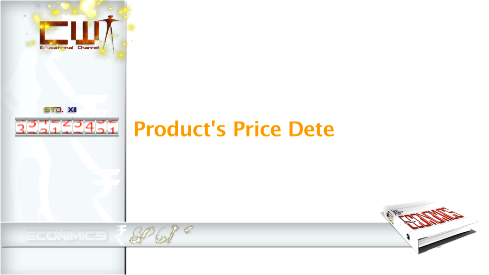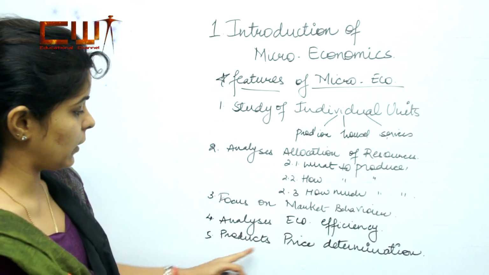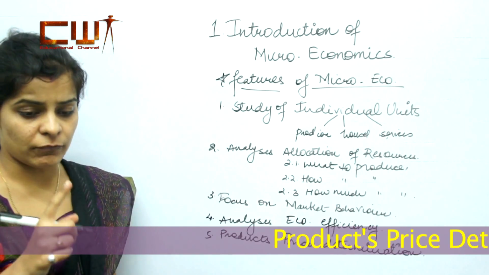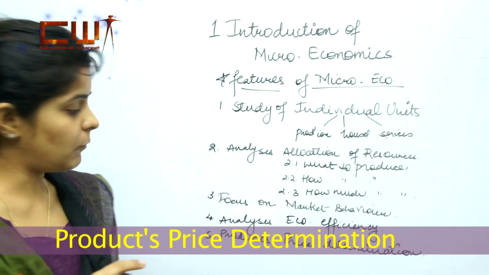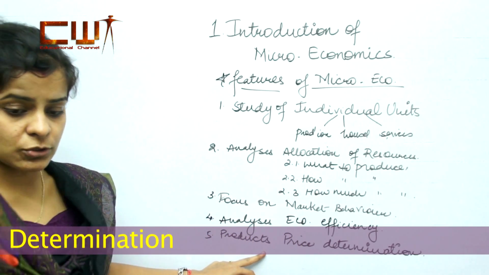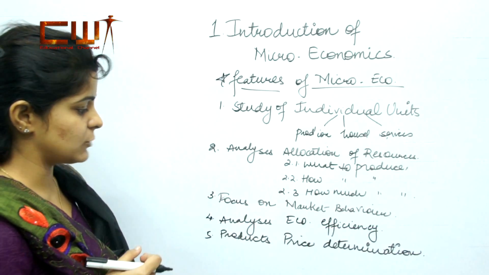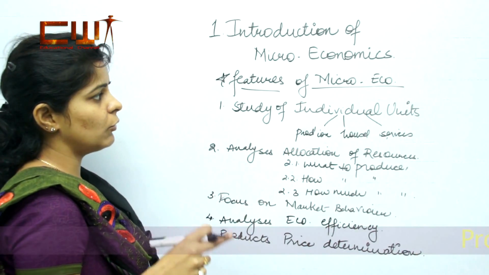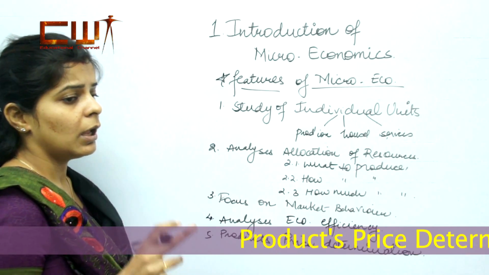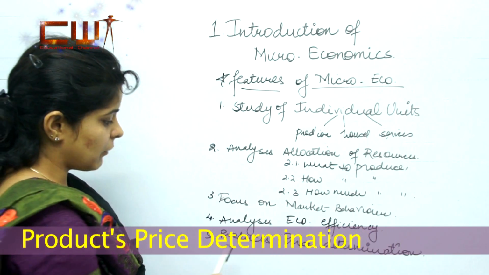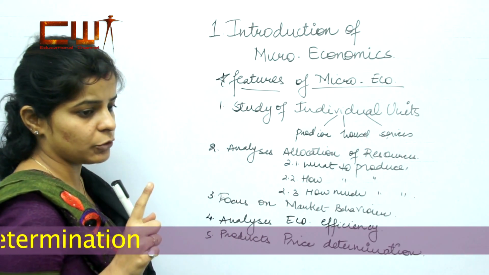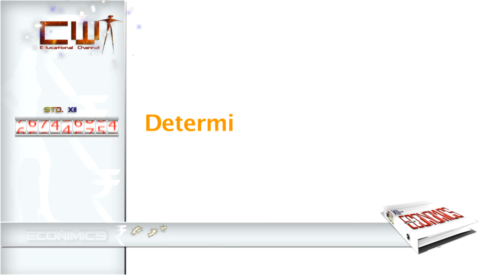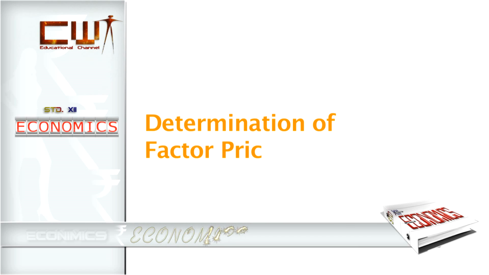Next is product's price determination. Means how you will determine the price of the product with the help of demand and supply, right? The forces of demand and supply help you to determine the price of the product. So in microeconomics, you study the price of a particular product, but when you talk about macroeconomics, you study the aggregate demand in the economy. But when you have the products, that is an individual unit, you have to have the study of microeconomics. Next feature that comes is determination of factor pricing.